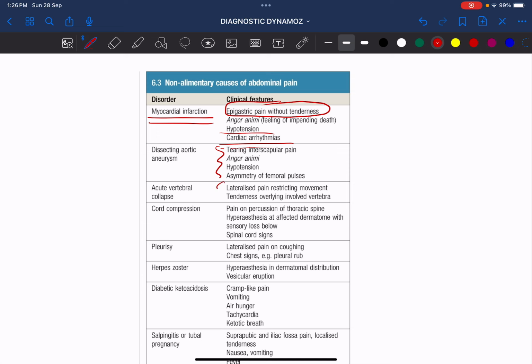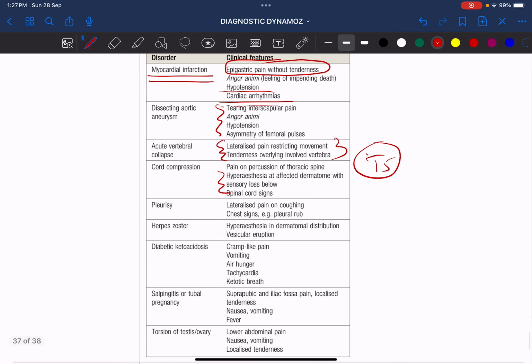Acute vertebral collapse, again the patient will not be able to do any movement, and there will be extreme tenderness over the involved vertebra. Then cord compression, there will be pain on percussion of the thoracic spine, and hyperesthesia of the affected dermatome. For example, if the T5 dermatome is involved, at T5 there will be hyperesthesia, and below T5, there will be complete sensory loss. Then herpes zoster, again there will be vesicular eruption.